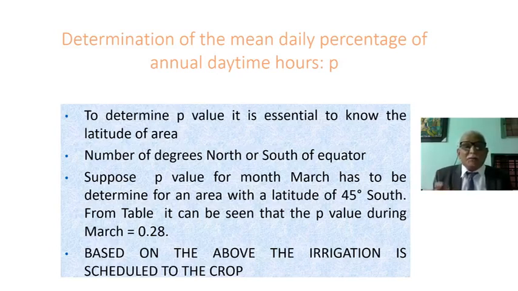So for the p value, it is essential to know the latitude first, the number of degrees either north or south of the equator. Suppose the p value for the month of March has to be determined for an area with a latitude of 45 degrees south. From the table, it can be seen the value of p for March is 0.28. That we take. Now, once we know both T and p values, we get the millimeters per day of evapotranspiration. Based on the above, the irrigation is scheduled to the crop.